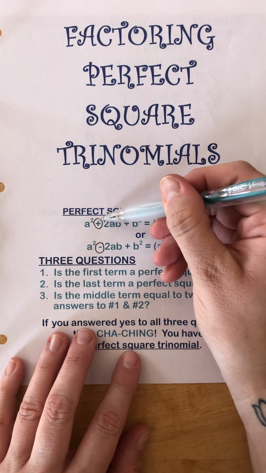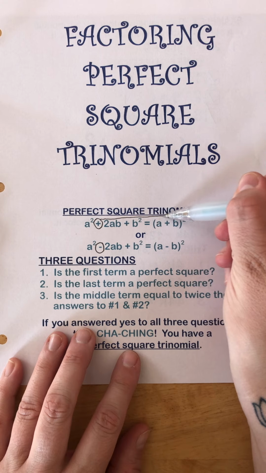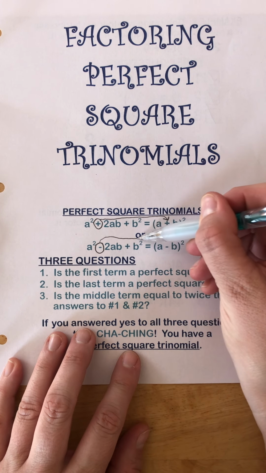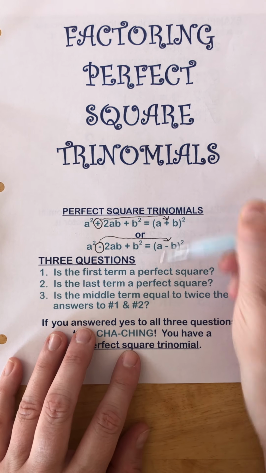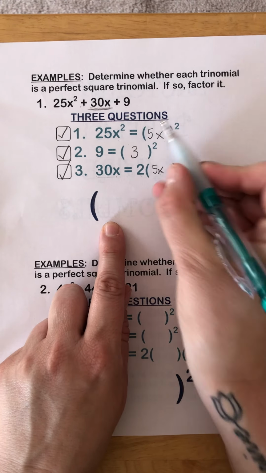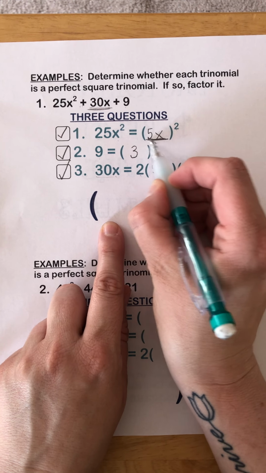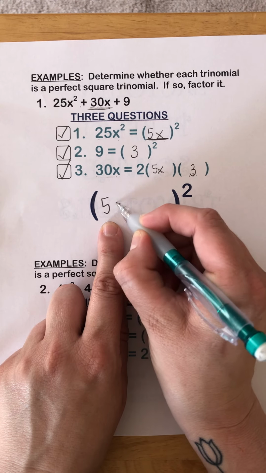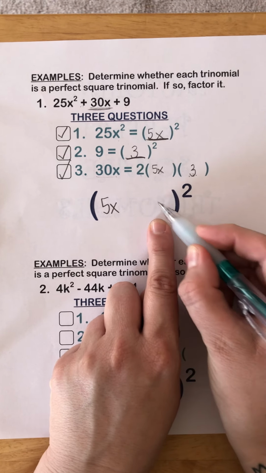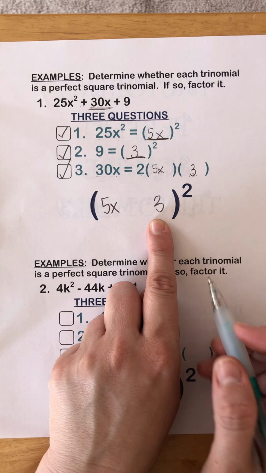If your middle term is a plus, then you're going to use the pattern with the plus. If your middle term is a minus, then you're going to use the pattern with the minus. So here we go. What's going to go in the front? Your answer from question 1. What's going to go in the back? Your answer from question 2.